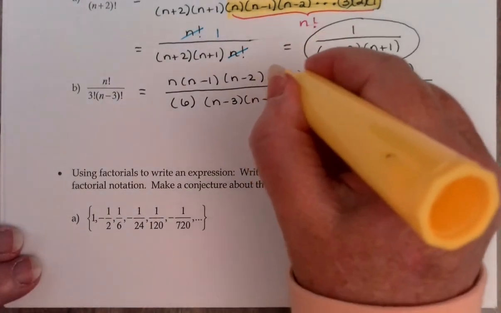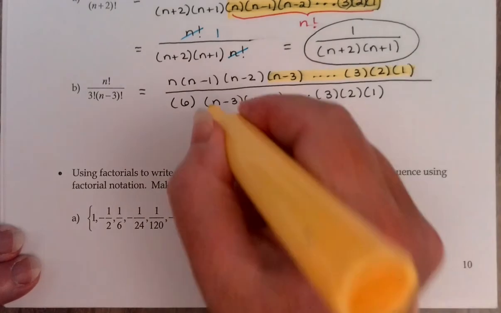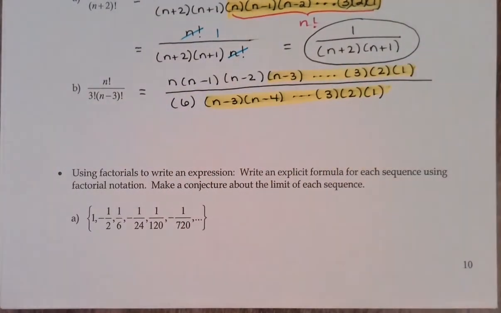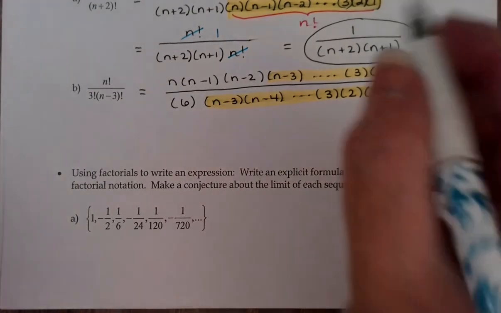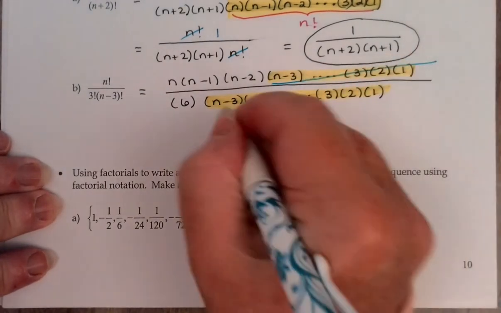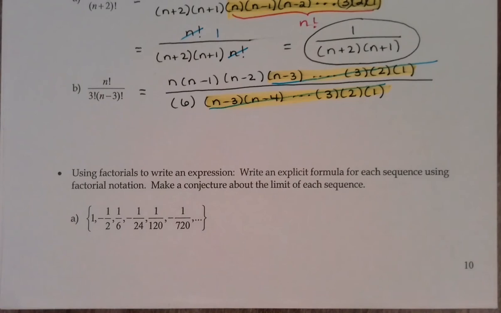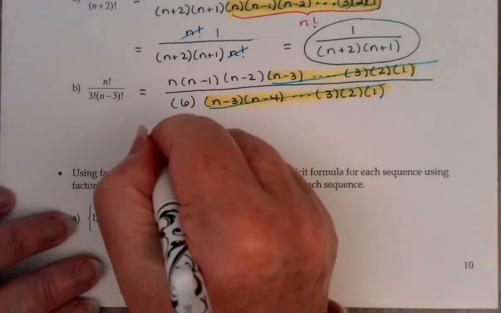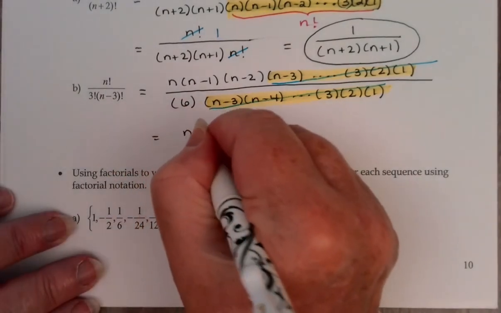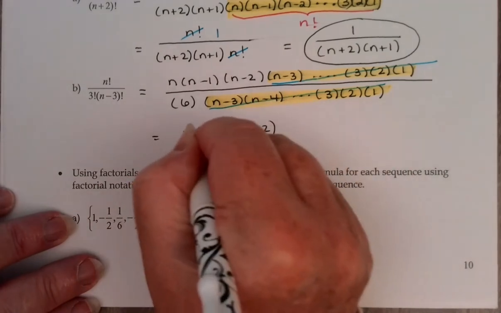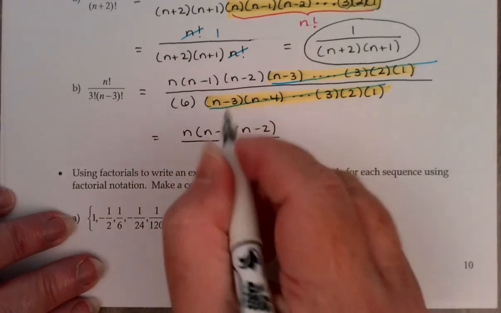All of this is the same as all of that, right? I didn't happen to write the n minus 4 on the top, but it would have been the next term. So, in fact, I could divide all of that out of there. And I simply end up with n minus 1, n minus 2 over 6.